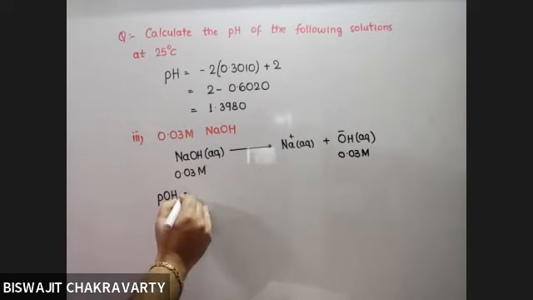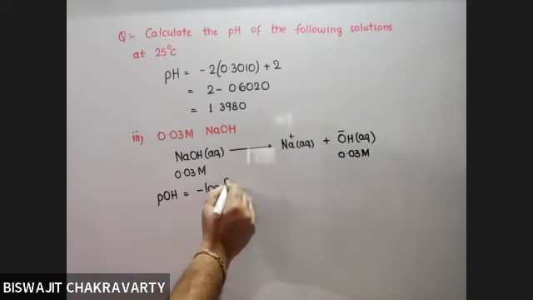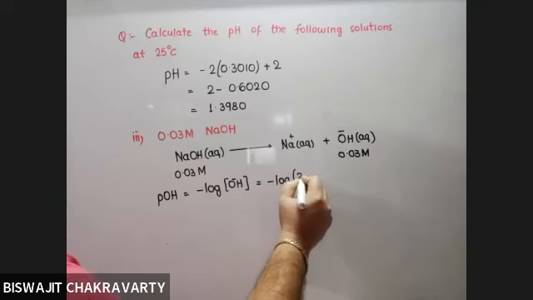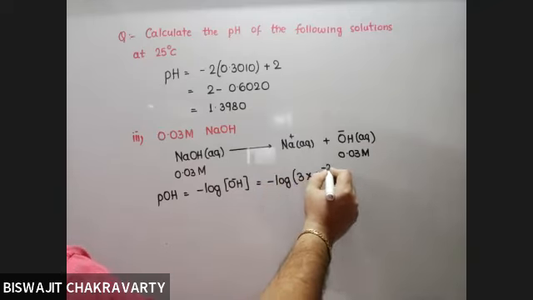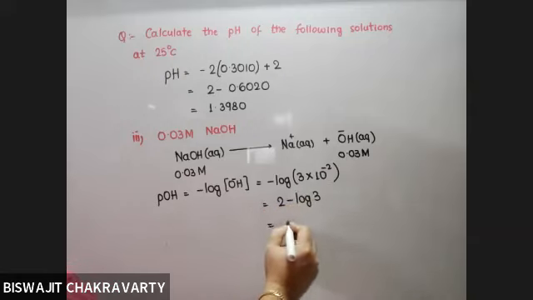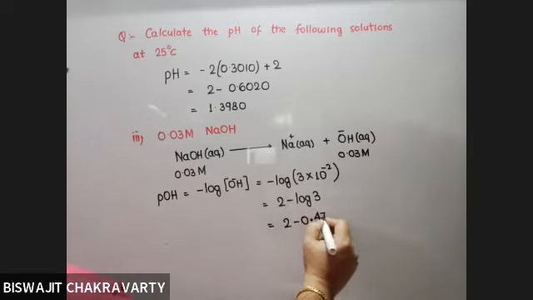So pOH will be minus log of OH minus, which is minus log of 3 into 10 to the power minus 2. That will be 2 minus log 3. So as I said, 3 is also a single digit number. Characteristic will be 0 point. And when you open up the log table and look for 30, it will come out to be 4771.